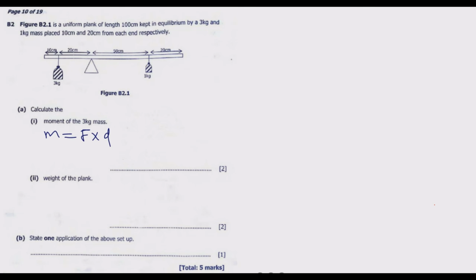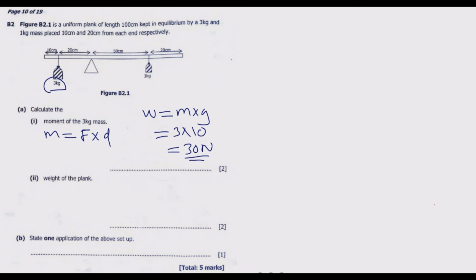So what we need to do is find the force acting on the 3 kg mass, which is its weight, equal to mass times gravity. So we have 3 kg multiplied by 10, which is the gravitational field strength, giving 30 Newton. So 30 Newton is the weight acting on the 3 kg mass. Next, we need to find the perpendicular distance, d. This d should be in meters.